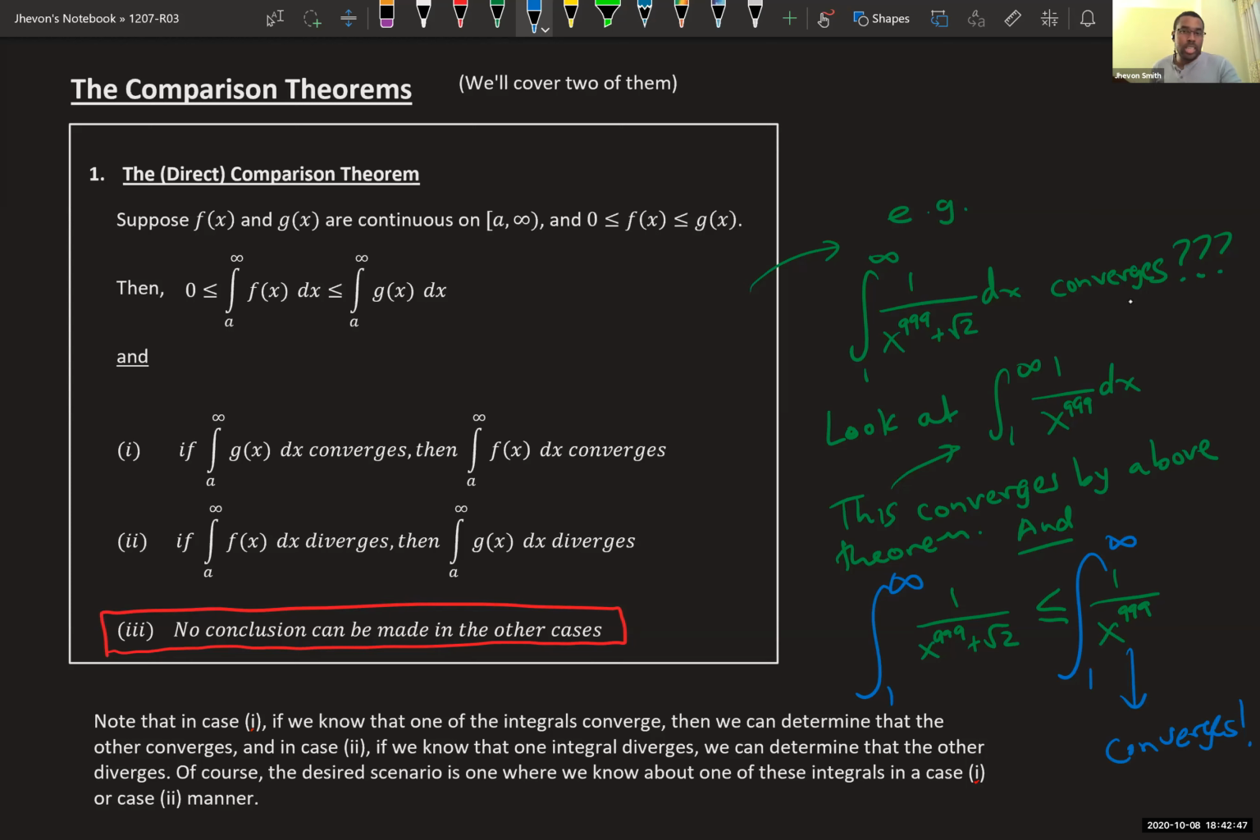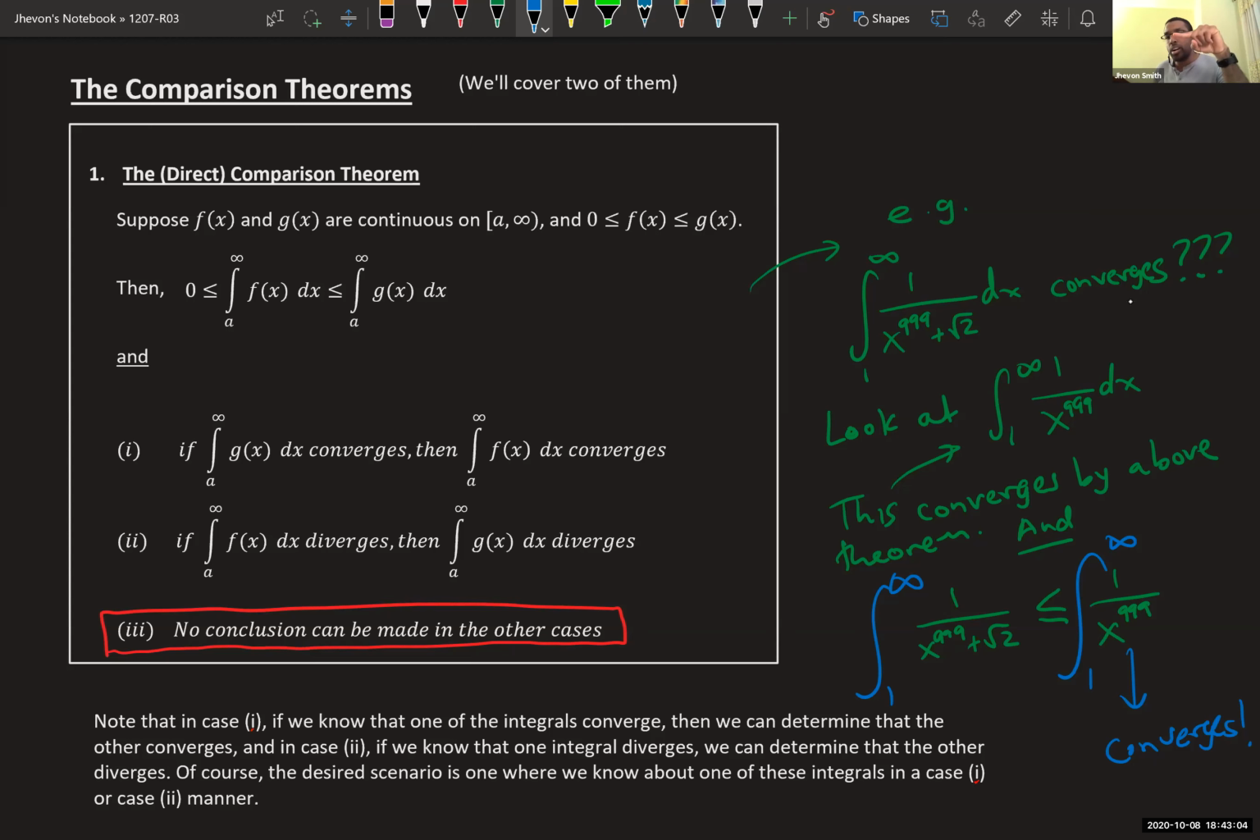So instead of doing the integral of 1 over x to the 999 plus radical 2, I don't need to know how to do that integral. I don't want to know how to do that integral because it's going to take some serious partial fractions that I'm not ready for and no one's ready for. So what I do is ignore the radical 2.